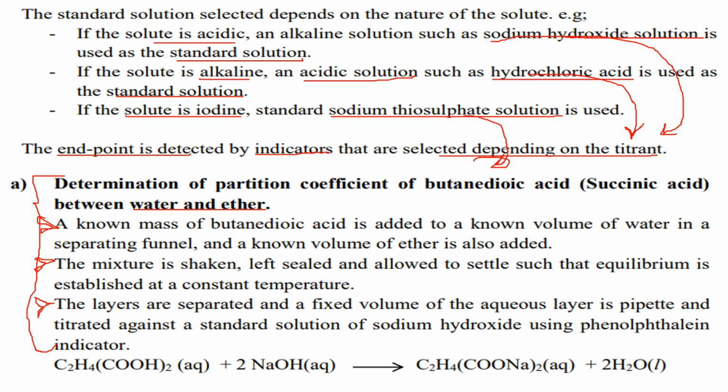That's why we are having our first procedure as a known mass of butanoic acid. Always remember that for the solid, a known mass of butanoic acid is being added. Now this is going to be added to a known volume of water in a separating funnel. Always notice that our experiments are going to be carried out in a separating funnel. And on top of that, you are going to add a known volume of ether.